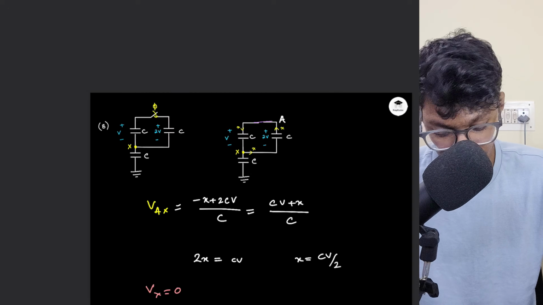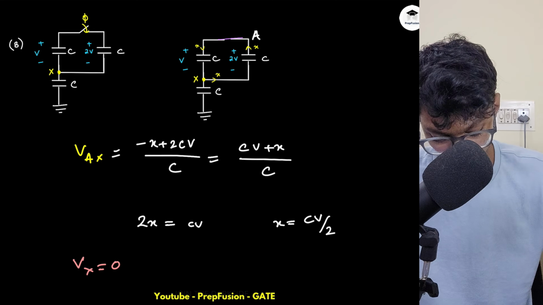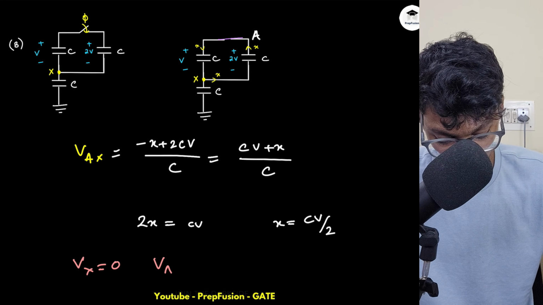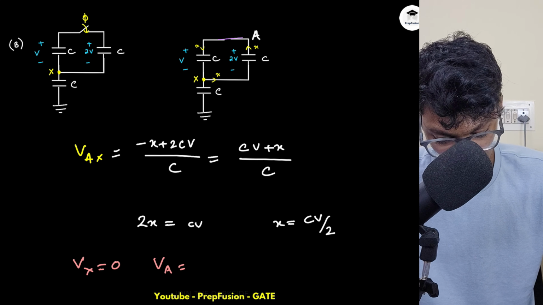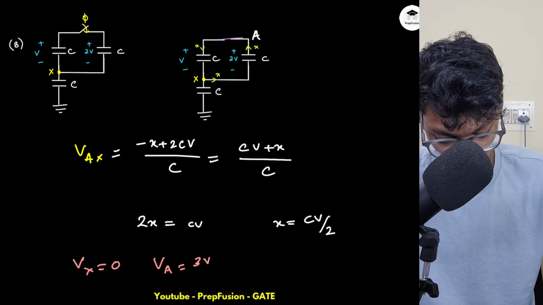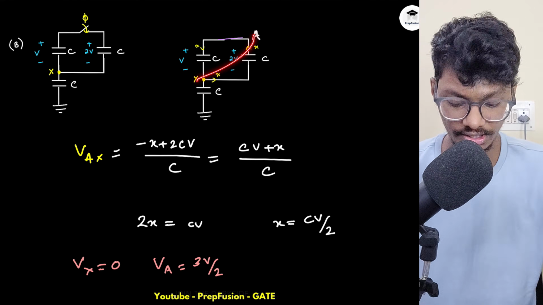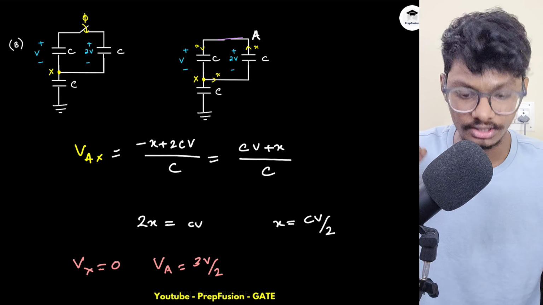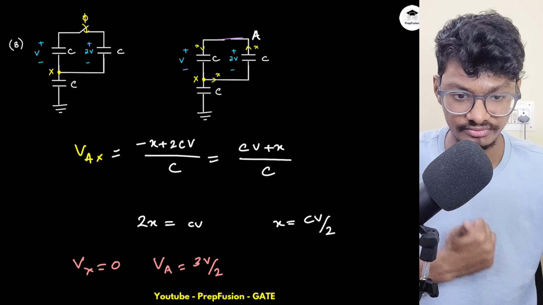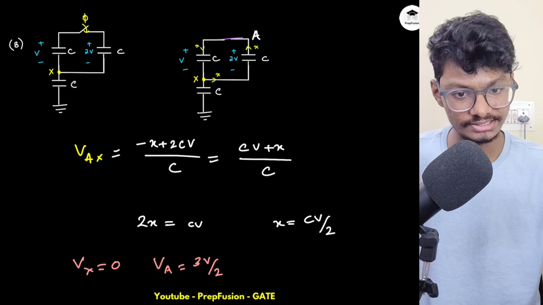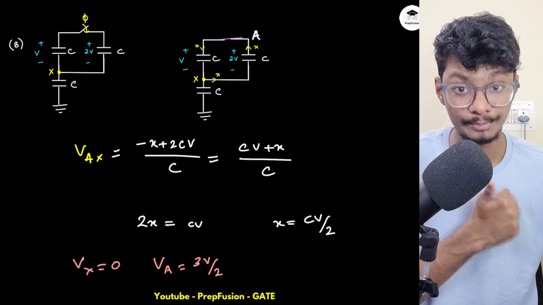What about VA? VA also is defined simply as 3V by 2. Previously VAX was 3V by 2, but now X is also grounded, so it can be written as VA equals 3V by 2. So this will be the answer for this second part.